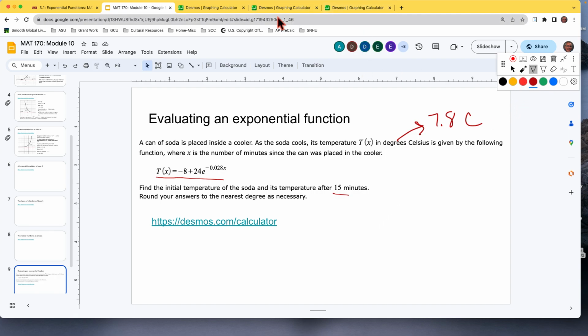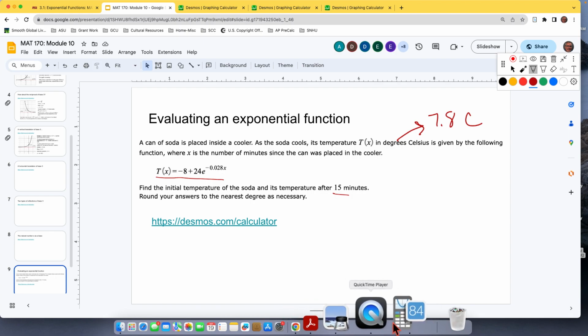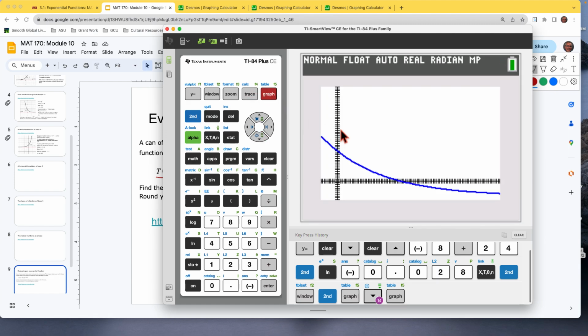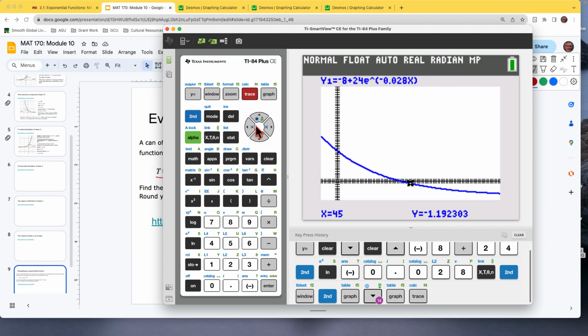The thing that's good about using your graphing calculators is that we've got this. The other thing we can do is go to the graph and we can kind of see it here too. And if you go to trace, you can actually trace along here. Trace is a little bit harder. We could get x equal to 15.